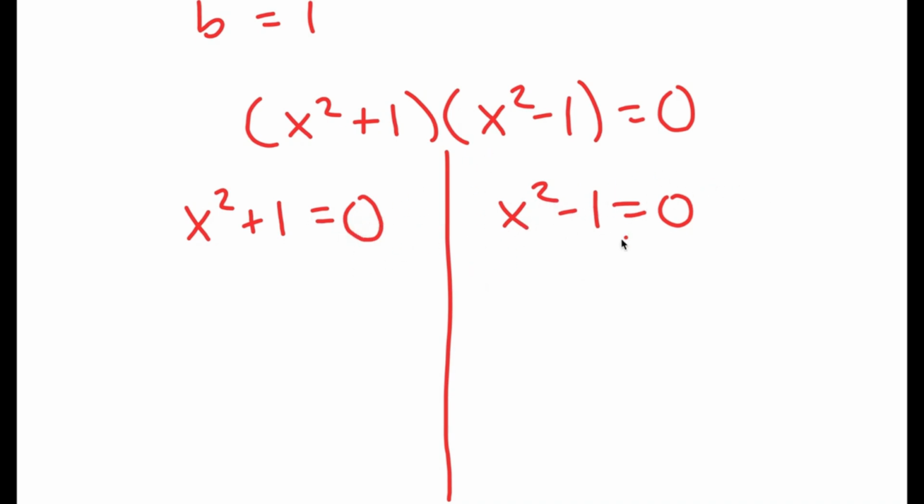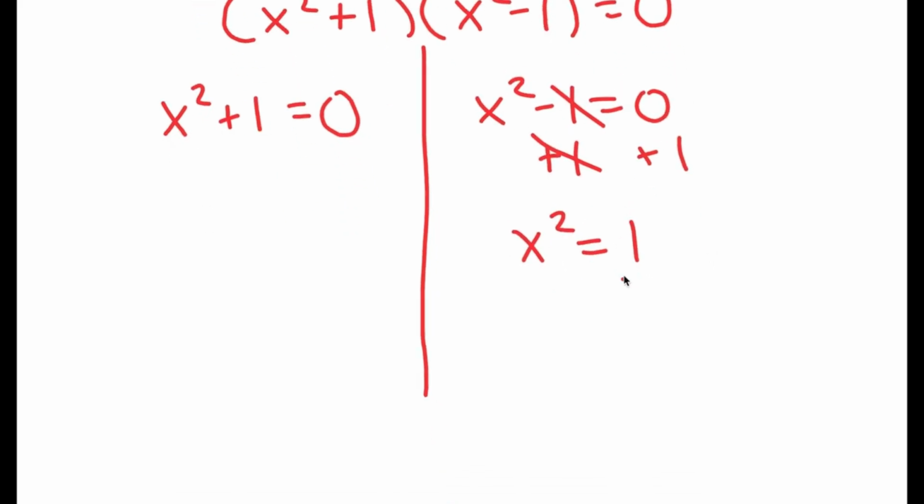To solve this, I'm going to first add 1 on both sides. So I get x squared is equal to 1. And now I'm going to take the square root on both sides. Square root of x squared is x, and I get x equals positive or negative 1.